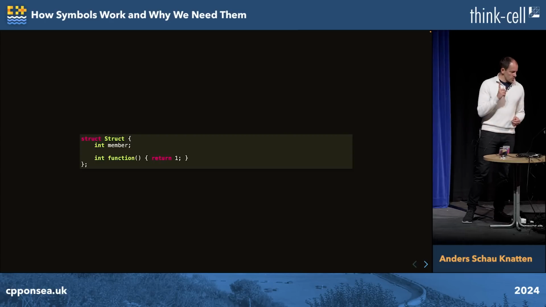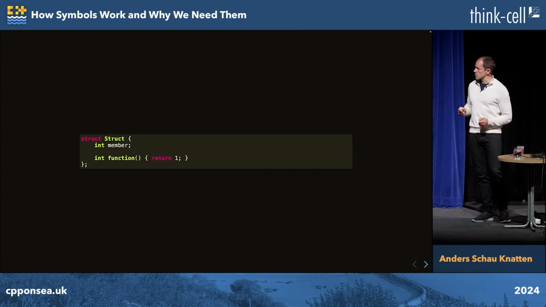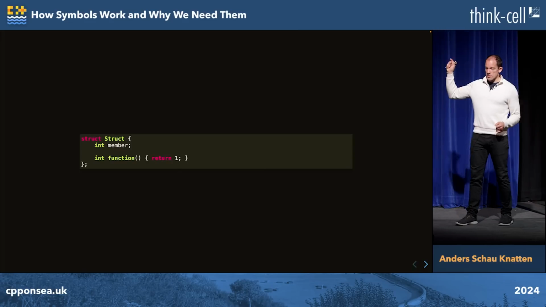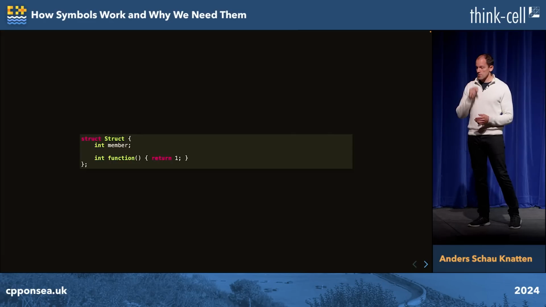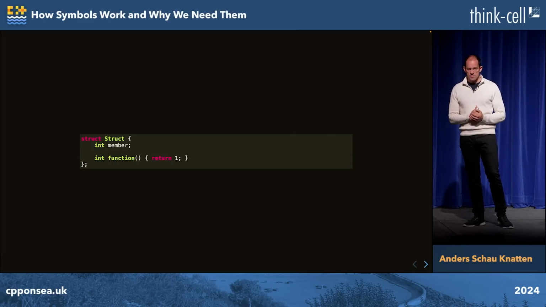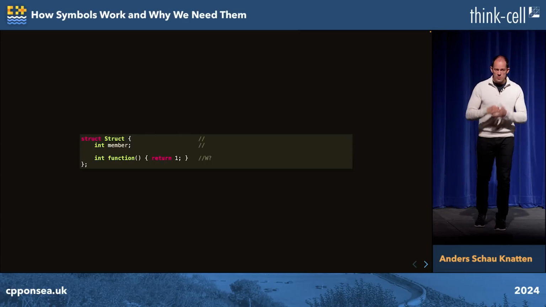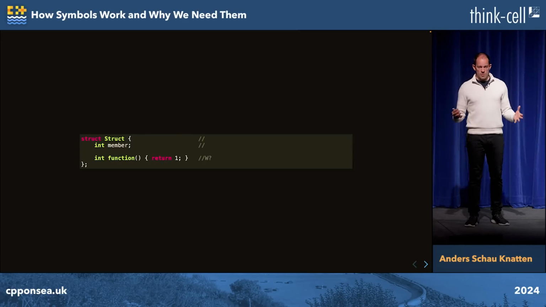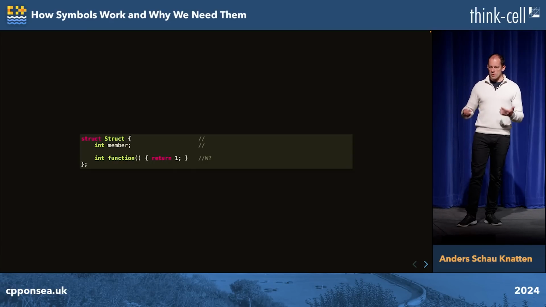Final example, no, next to final example. I have a class. Does the class get a symbol? Does the class member get a function? And does the member function get a symbol? Just the function. So the class doesn't really exist in my program. The class isn't a thing anymore after compilation. You only talk about members.